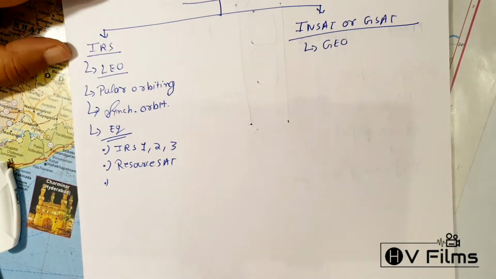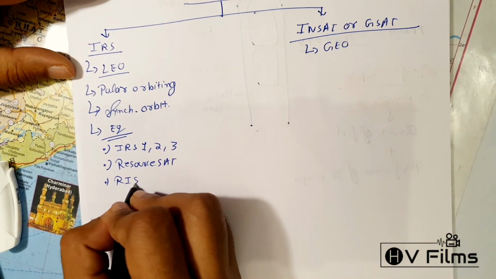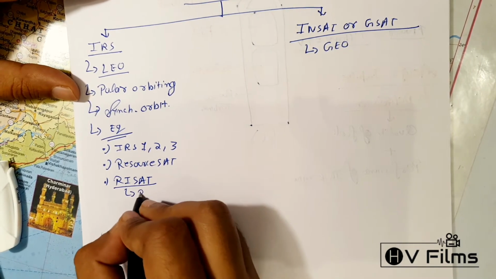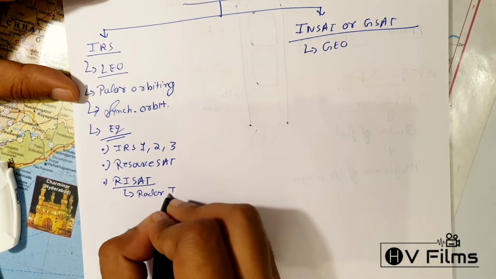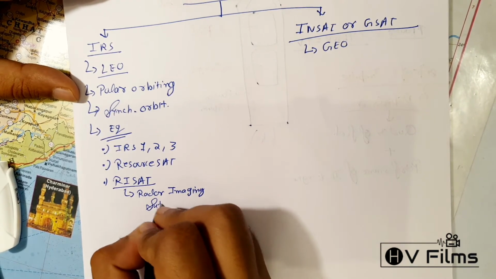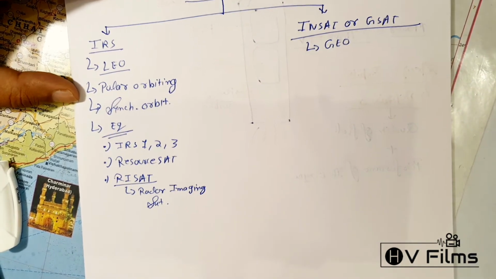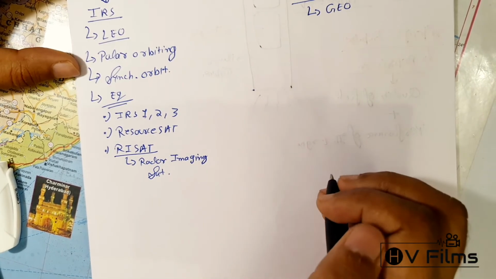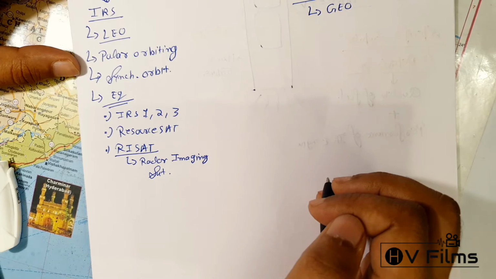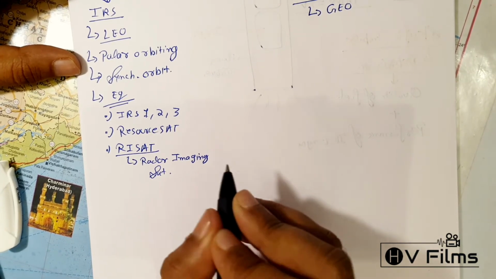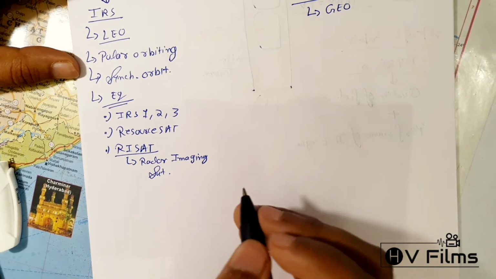Another example is the RISAT. RISAT is basically the radar imaging satellite, generally used for coastal security. And ResourceSat 2 is also there, which is basically for the resources. So there's a RISAT that is for coastal security, and the ResourceSat 2 which is for the resources.